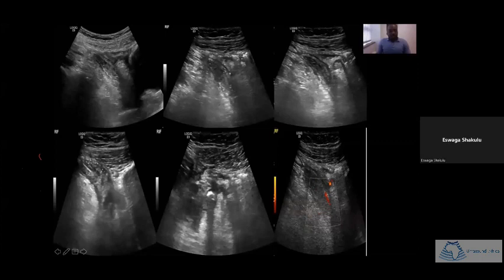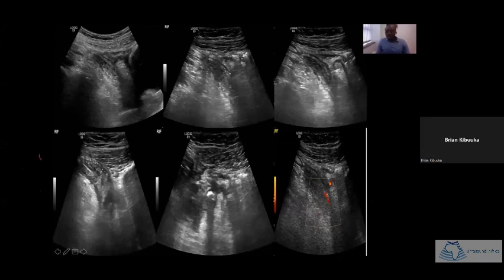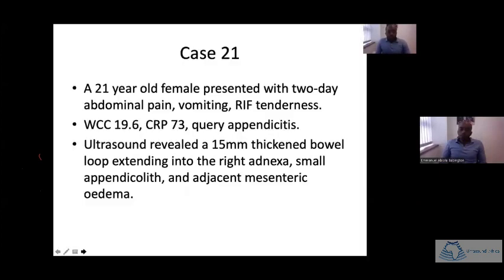Using the curvilinear probe, we were able to see that's the blood vessel, that's the urinary bladder. We're able to see the appendix diving towards the pelvis there. At the time, we saw it as an abnormal loop of bowel. It looks a lot like the appendix, but at the time it was an abnormal bowel loop. Measuring here, it's 15 millimeters in AP caliber.